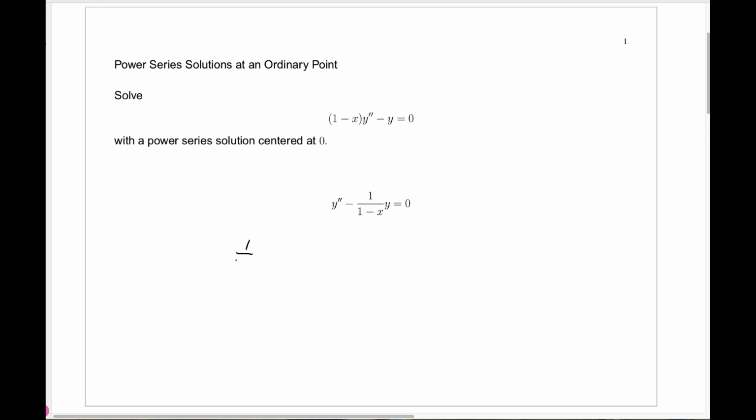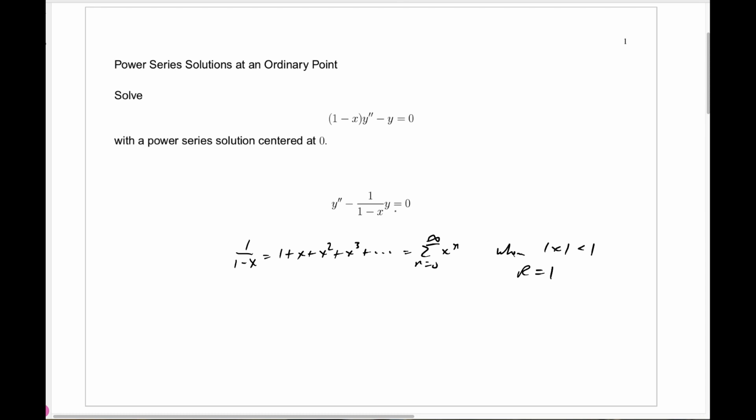1 over 1 minus x is just 1 plus x plus x squared plus x cubed, etc. That's the sum of x to the n. And this power series is valid when the absolute value of x is less than 1. In other words, the radius of convergence is 1.